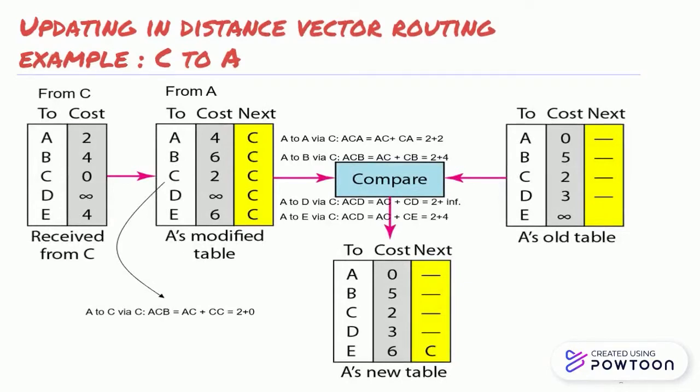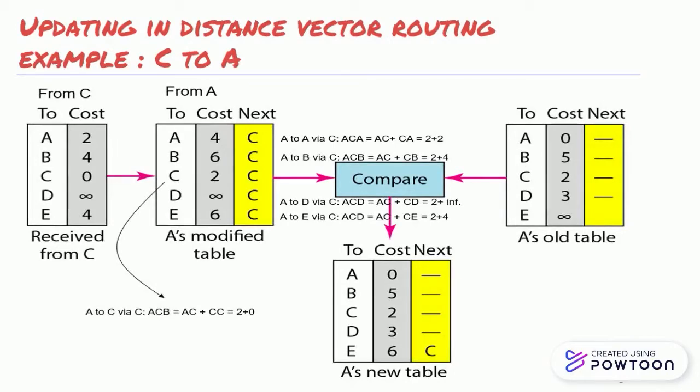In A's old table, from A to A the cost is 0 because A is itself. From A to B the cost is 5. From A to C the cost is 2. From A to D the cost is 3. From A to E the cost is infinity.